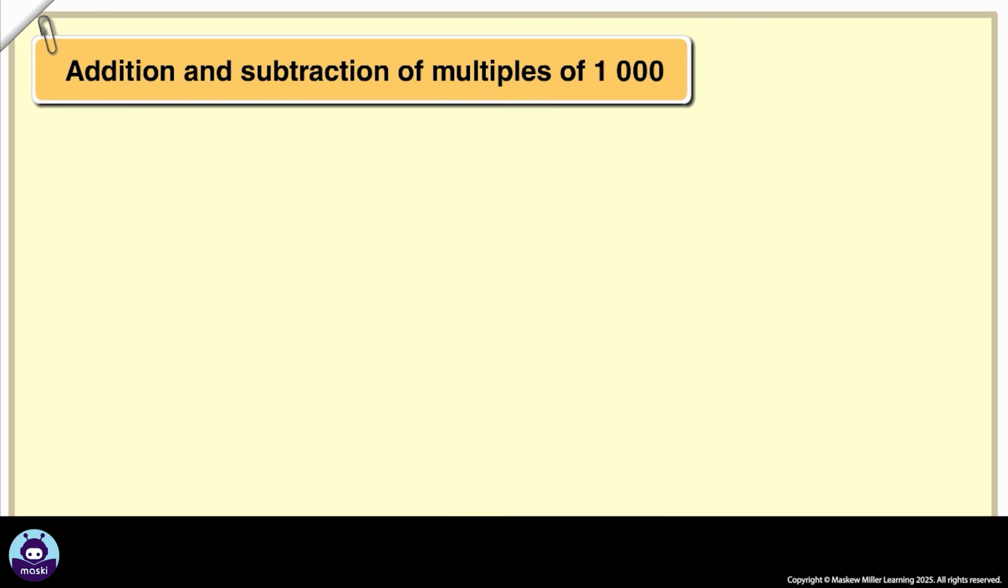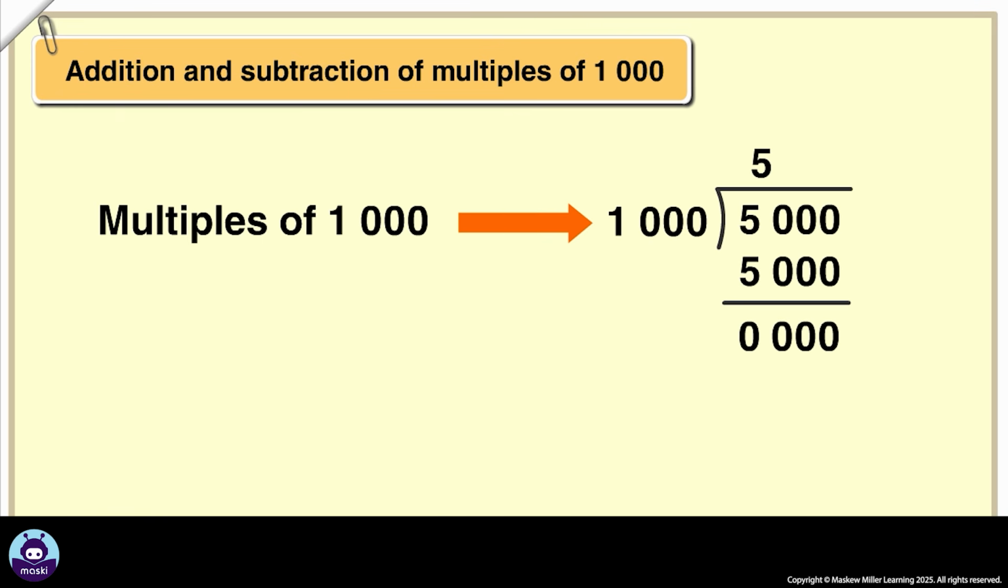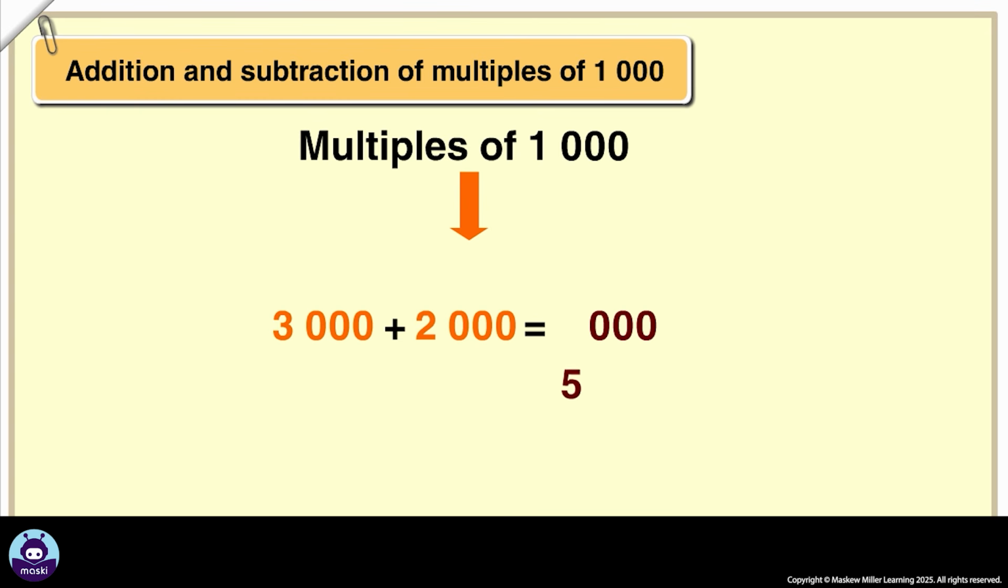Addition and subtraction of multiples of 1000. Multiples of 1000 are numbers that can be divided by 1000 without leaving a remainder. For example, 5000 is a multiple of 1000. When adding multiples of 1000, you first write 000. Then you add the values of the 1000 as if you were adding units. Write the answer on the left of the 000.